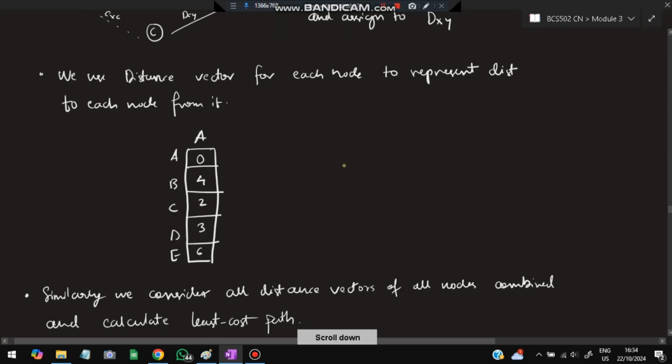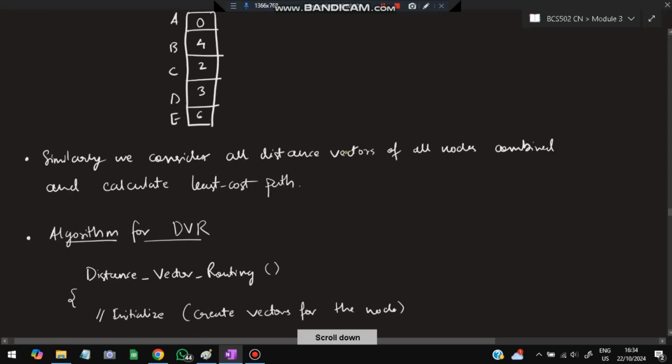So here we use a table of this kind. From A to A, what is the cost? 0. Obviously from a node to itself it will be 0. From B to A it is 4. From C to A it is 2, and so on. Like that we store it in a distance vector. This is called a distance vector. And like that we calculate for all the nodes, and then we find out the least path from the source to the destination.